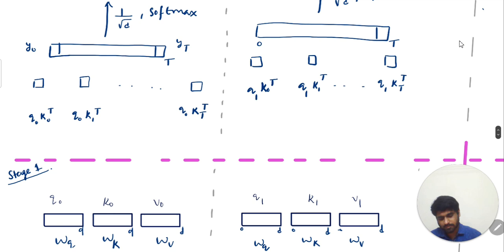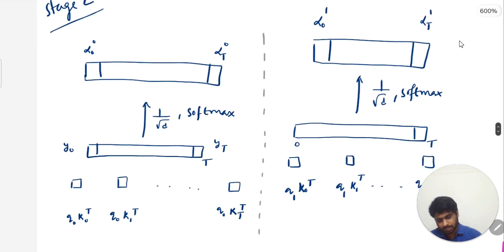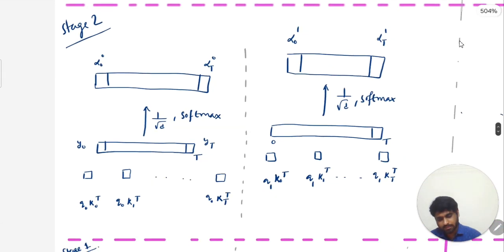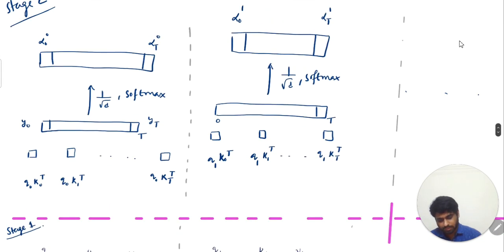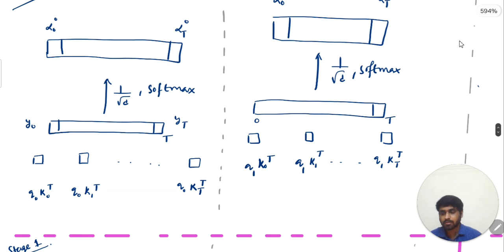In stage 2, weights are calculated. In order to calculate the weights for the 0th embedding, you take the 0th query Q0 and multiply it with each of the available keys K0 to KT. Multiply in the sense of dot product. When we dot product it with t keys, we get a vector of length t, since each dot product gives rise to a single real valued number.